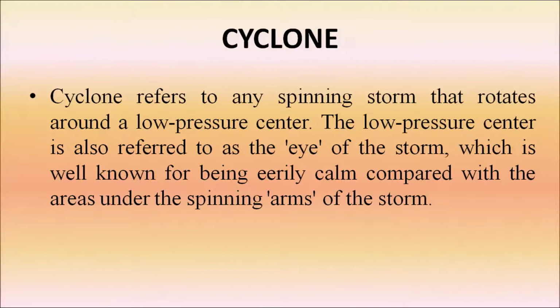Now come to the cyclone. Cyclone refers to any spinning storm that rotates around a low pressure center. The low pressure center is also referred to as the eye of the storm, which is well known for being eerily calm compared with the areas under the spinning arms of the storm. We could say that the eye is watching what's going on down below.